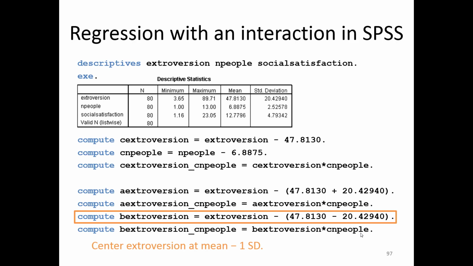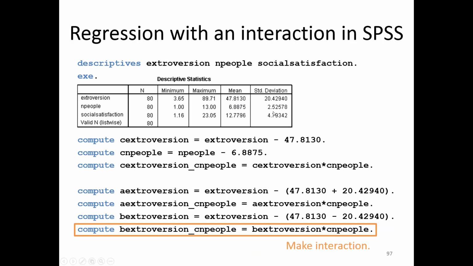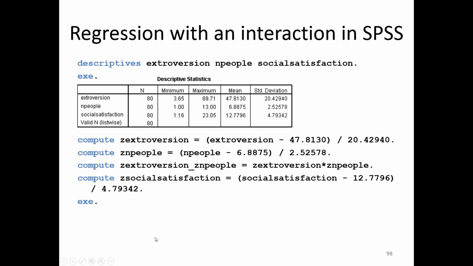I don't know if I'll do that in the example today, but we could definitely do that if we wanted to. And then finally, B extroversion, so this is below the mean: center at the mean of extroversion minus 1 standard deviation. Again, we're just getting the mean and the standard deviation for extroversion from up here. And then there's our interaction. Okay, so now we have these different variables.